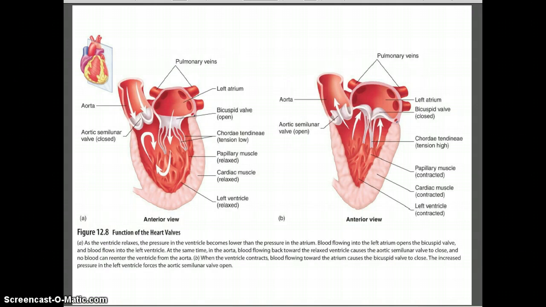This diagrammatically shows you the functions of the heart valves. When the blood flows from the atria to the ventricles through the AV valves, the valves are open, and because of back pressure from the aorta, the semilunar valve is closed. When pressure in the ventricles increases, the AV valves close, and the semilunar valves, in this case the aortic semilunar valve, opens, allowing the blood to flow into the aorta.